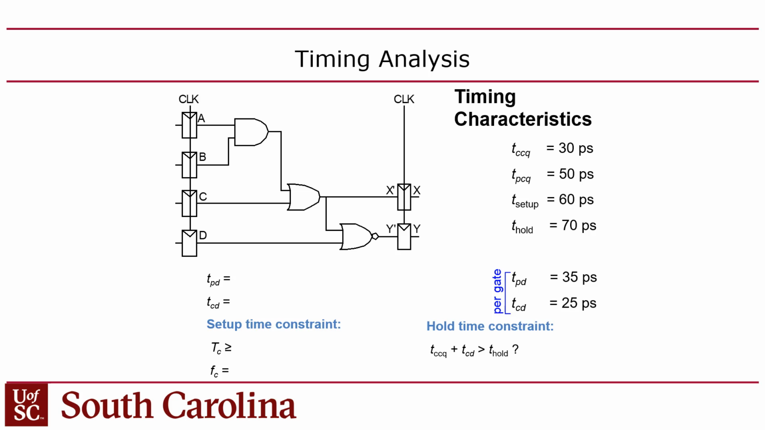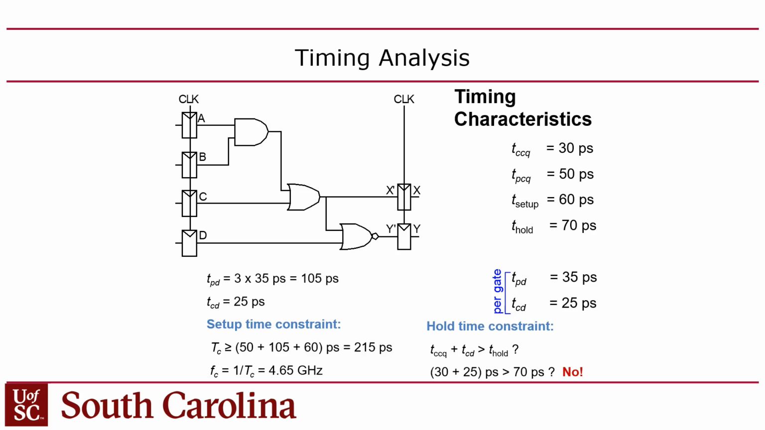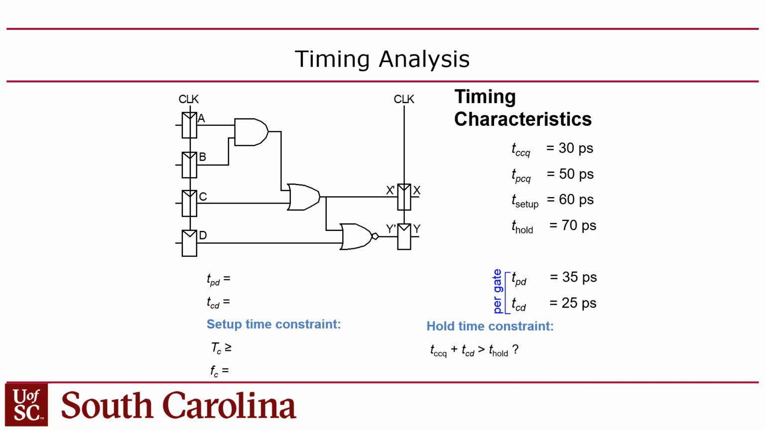So, do we have a clock? What's our clock? We're just going to find the maximum clock speed. So we're going to find the minimum clock period that will meet the setup time constraint, right? Okay. So to figure that out, we need the propagation and the contamination delay of this circuit.